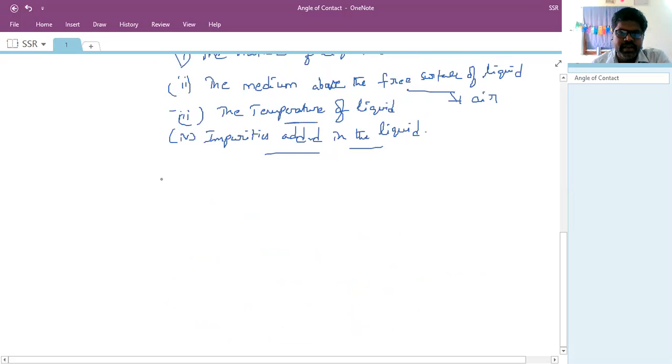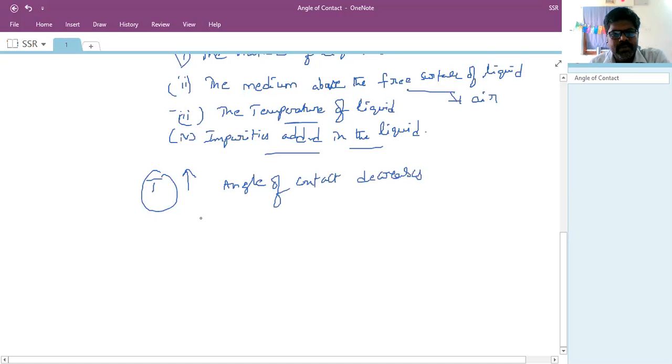If the temperature increases, what happens? The angle of contact decreases. Why? Because if the temperature increases, surface tension decreases. This is the point you have to understand: if the surface tension decreases, the angle of contact decreases.